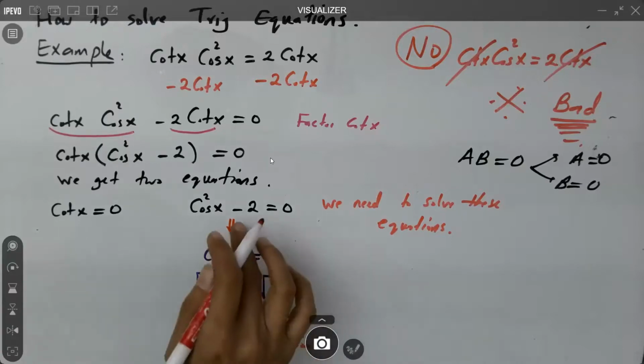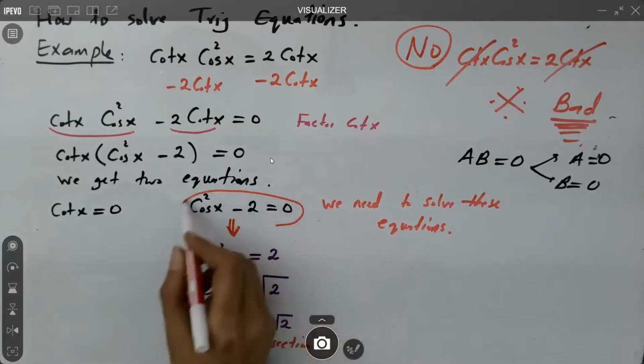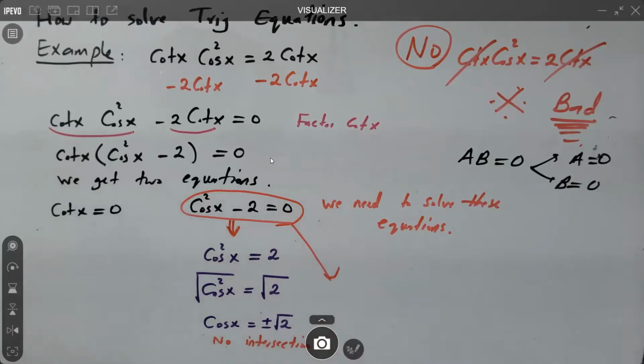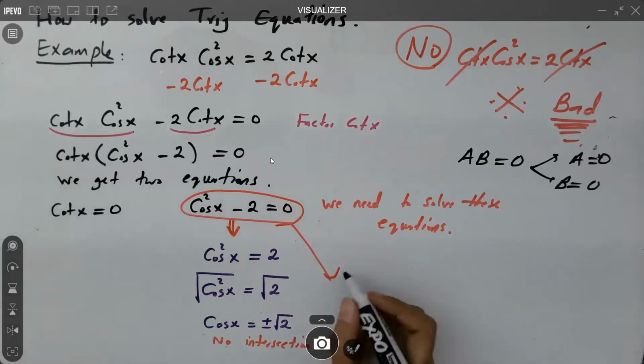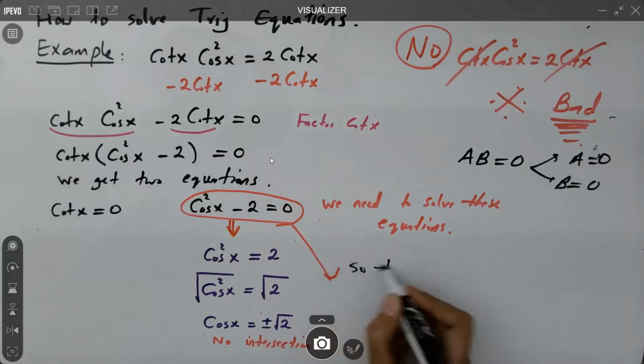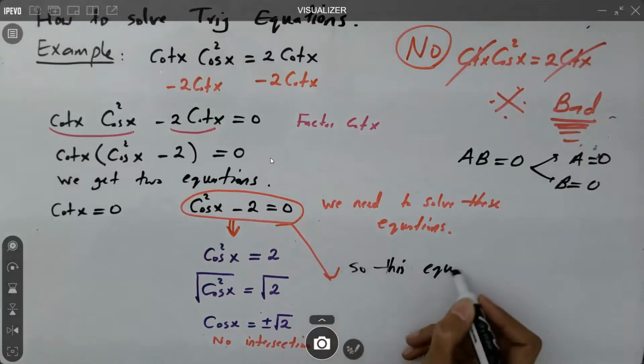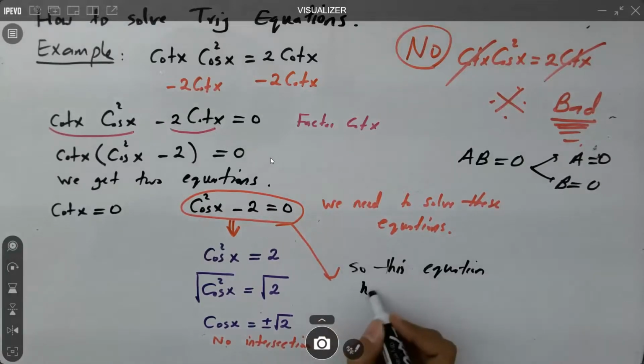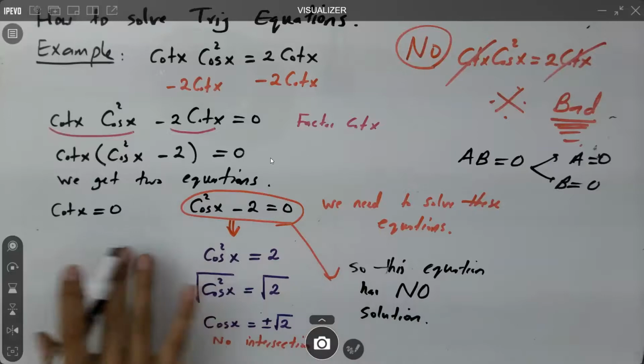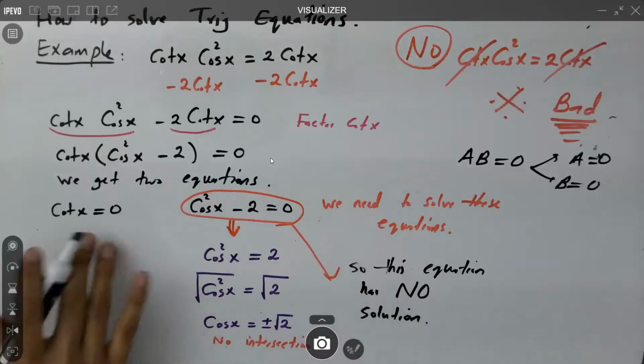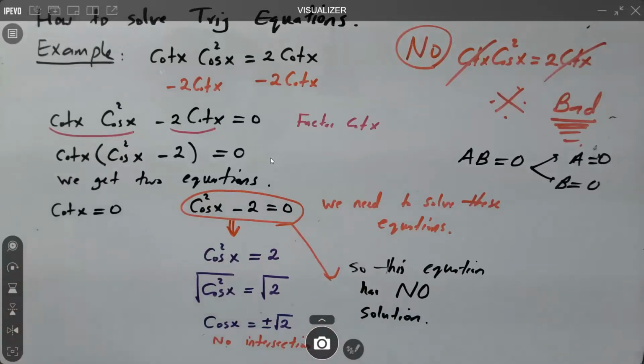So this equation doesn't have any solution for me. This is your conclusion. So this equation has no solution. So we have to move on to the second equation, which is cotangent of x equal to 0. Okay, it's obvious.